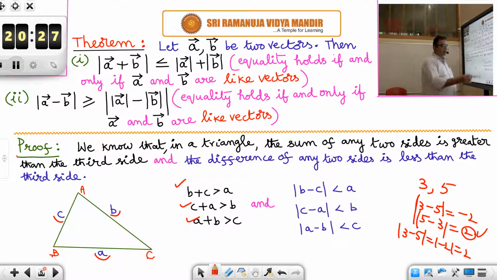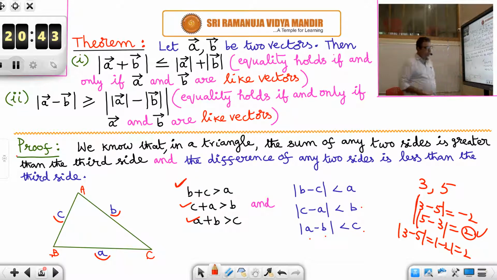So, difference of two sides means mod of b minus c is less than the third side. See, sum is greater than the third side, but difference is less than the third side. Similarly, mod of c minus a less than b. Mod of a minus b less than c.